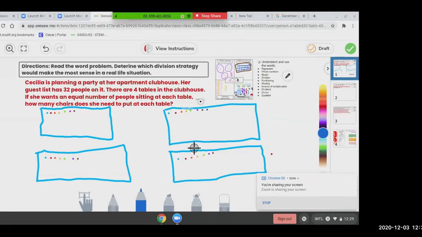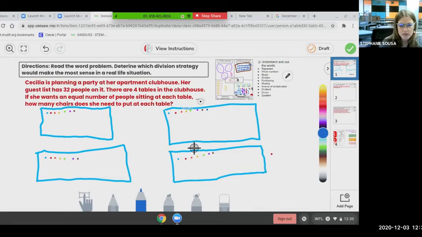So I just put like 4 rectangles and I put like dots on each one of them. And why did you choose this equal groups picture? Because this is like an easier way to do it. Okay, so this strategy makes sense to you. What do your rectangles represent in the word problem? They represent the groups.